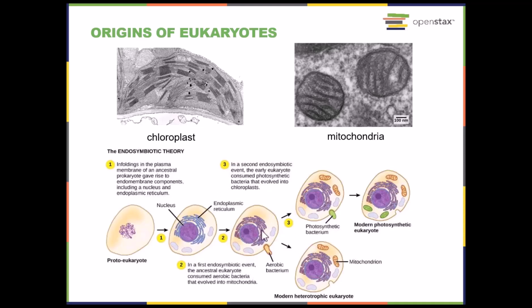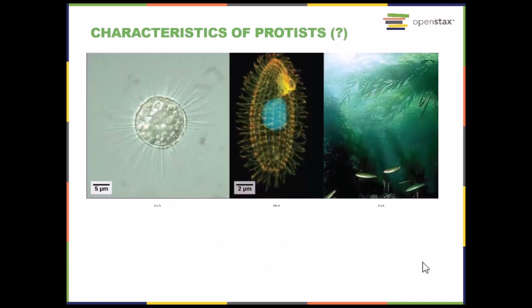This cell then can do a second endosymbiosis and ingest a photosynthetic bacteria. This photosynthetic bacteria is essentially going to give rise to chloroplasts. Here we would have the origin of our organisms that perform photosynthesis. Here we have our origin of organisms that do not perform photosynthesis. But both of these are now eukaryotic cells. Remember, we said when we get to eukaryotic cells, we're going to have two major kinds of groups: those that photosynthesize and those that are heterotrophs. They don't photosynthesize. Let's go over to protists.